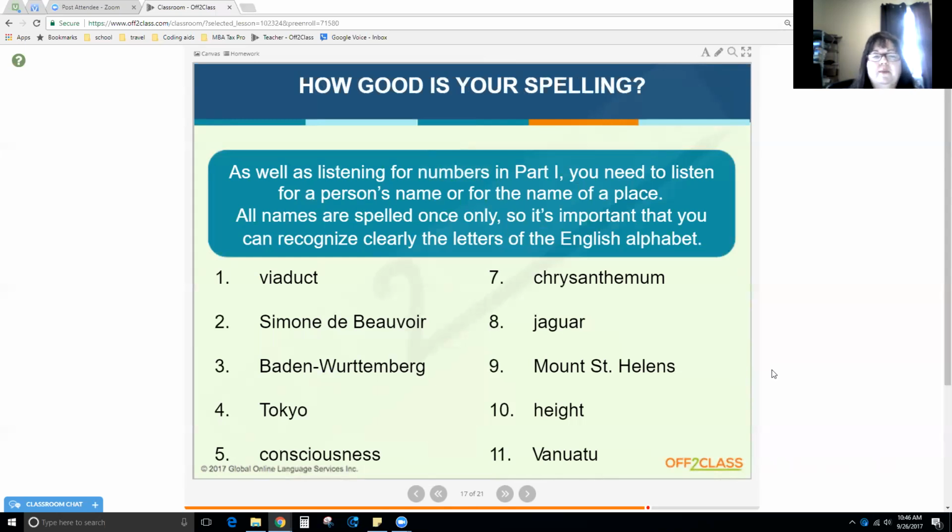Okay, so as well as listening for numbers in part one, you'll also need to listen for a person's name or for the name of a place. So that's why we have a lot of names here. All names are spelled once only, so it's important that you can recognize clearly the letters of the English alphabet. I think that anyone who is preparing for the IELTS clearly knows the alphabet.